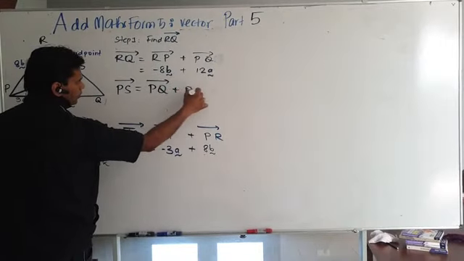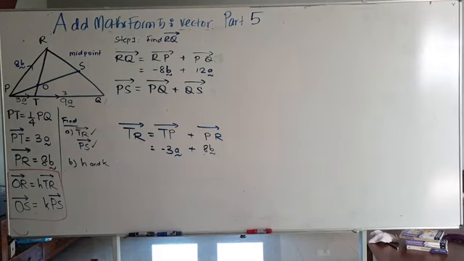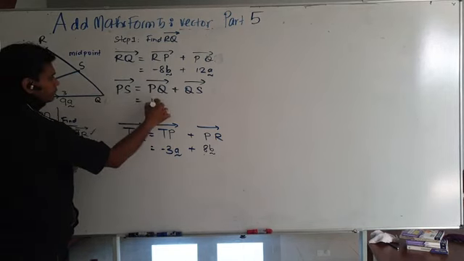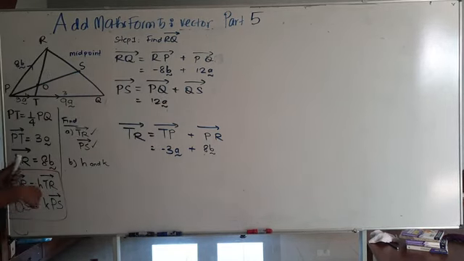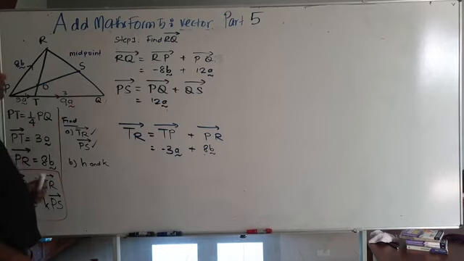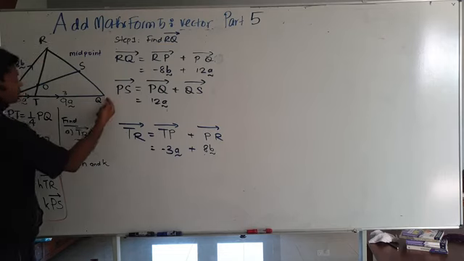PQ, QS. Look at that. Q and Q get cancelled. You get PS. So now let's put in the values. PQ is 12A. What is QS? QS is midpoint, half of RQ. But RQ is this way. But now we are going QS.